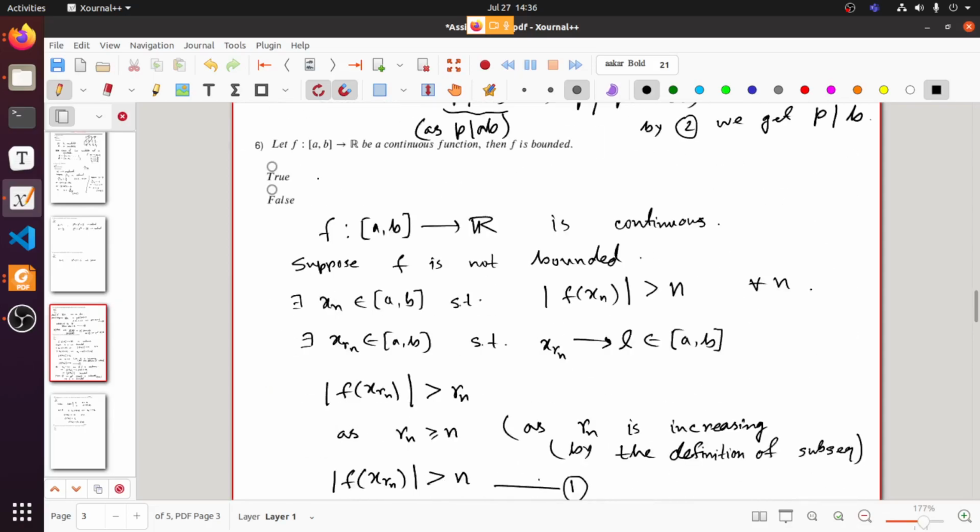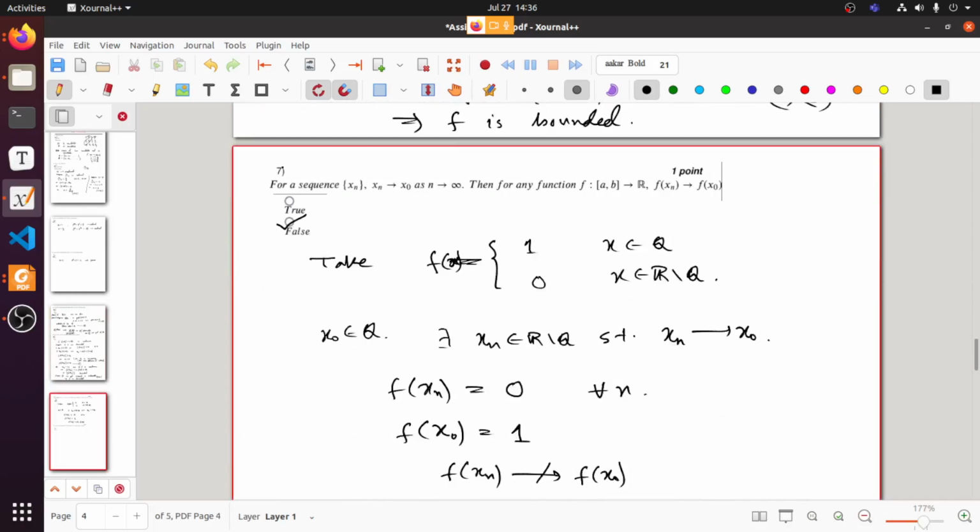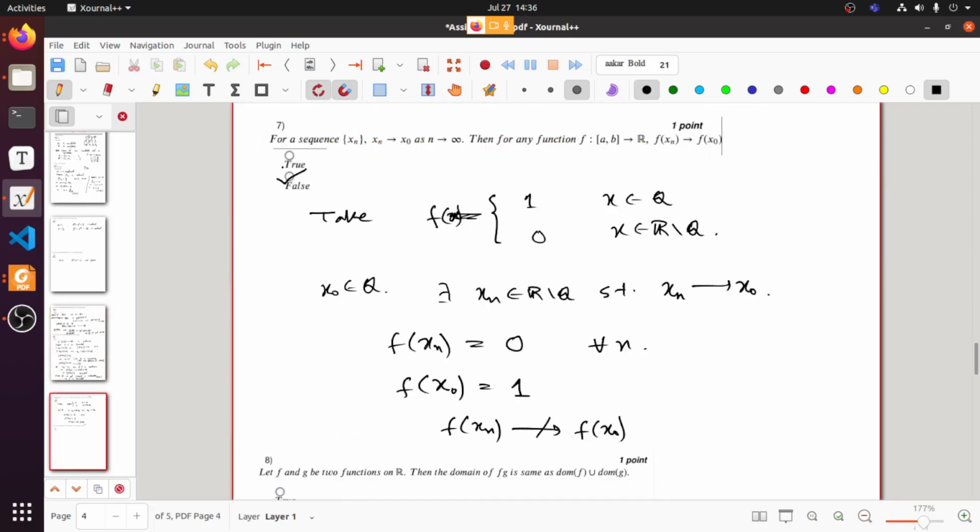So the last one: if f is continuous, then f is bounded, it's true. Okay. So question 7 is done.